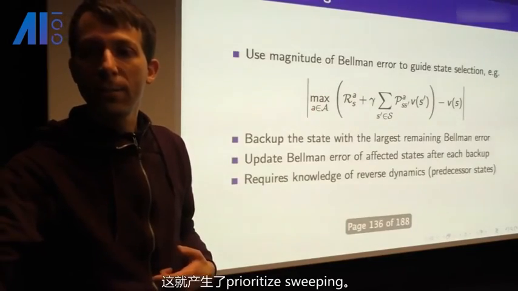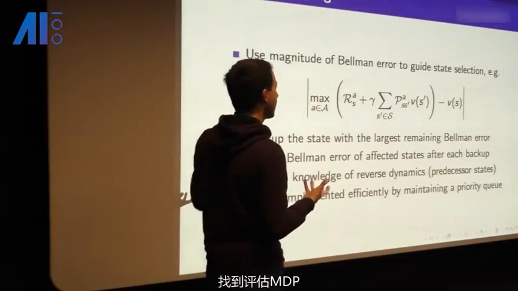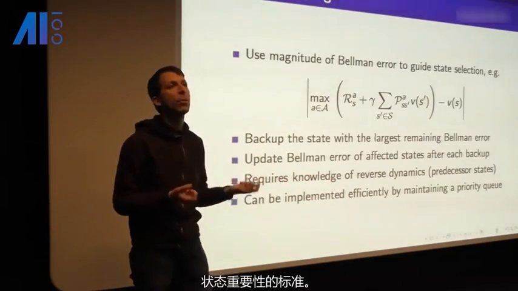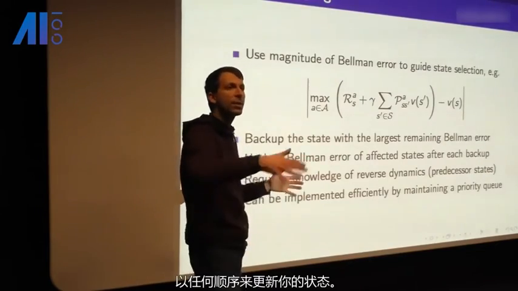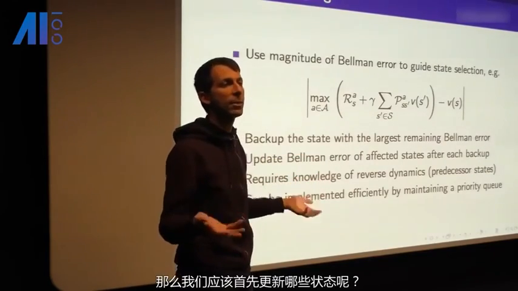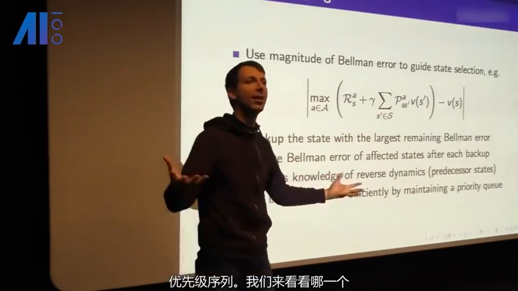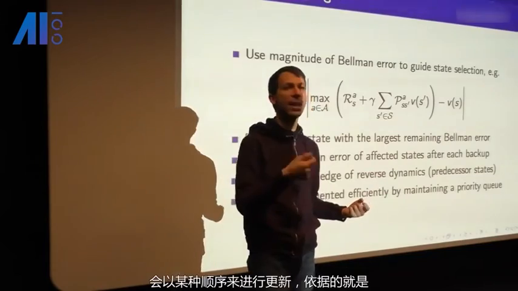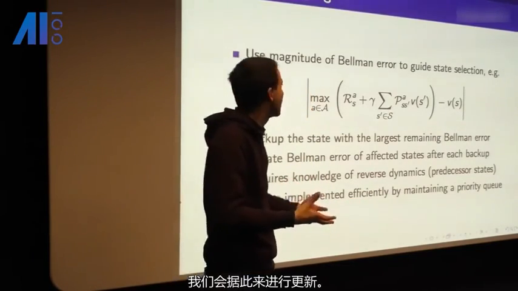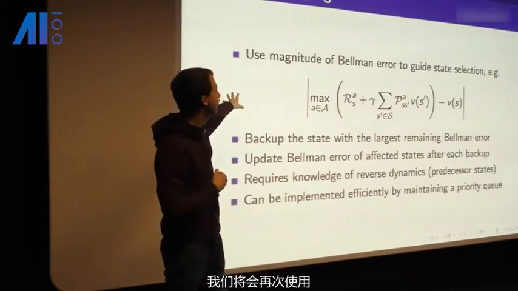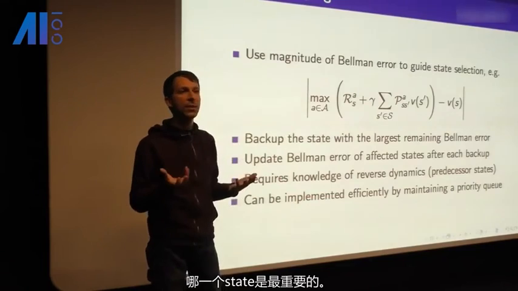That motivates prioritized sweeping. The idea is to come up with some measure of how important it is to update any state in your MDP. You can update your states in any order you like, so which states should you update first? Prioritized sweeping basically says, let's keep a priority queue, look at which states are better than others and update in some order that depends on how important we consider that state to update. The commonest family of methods use the Bellman equation again to figure out which of those states is the most important.